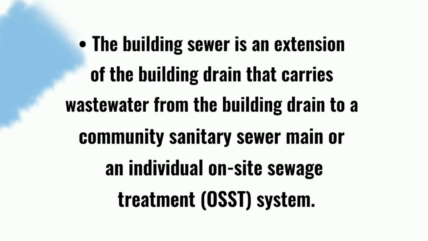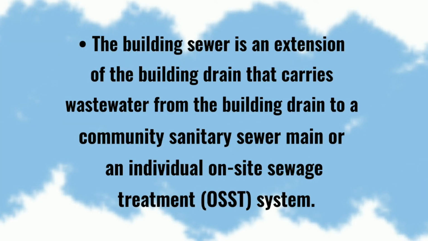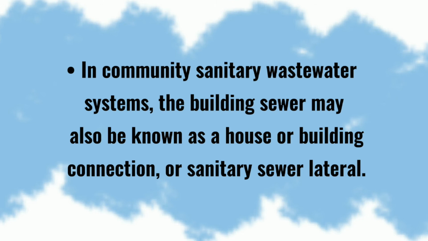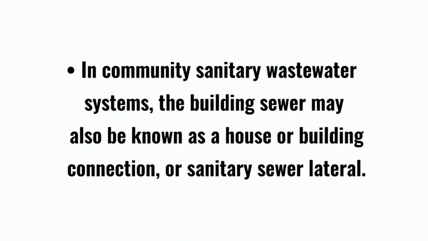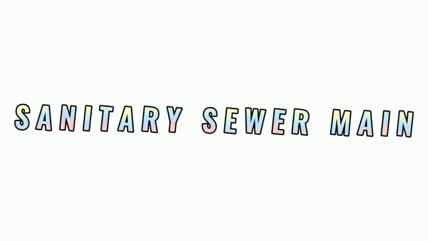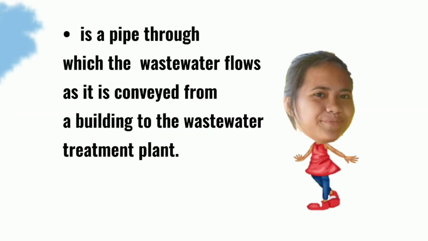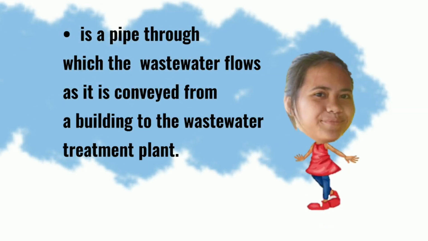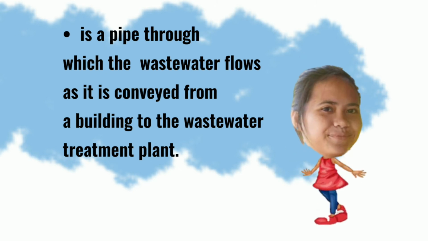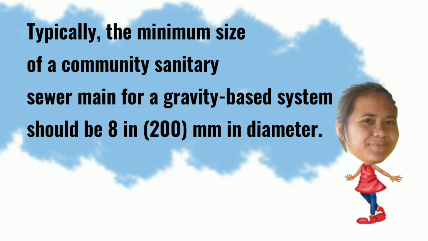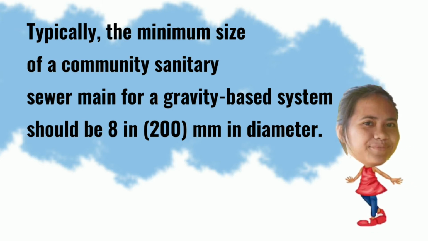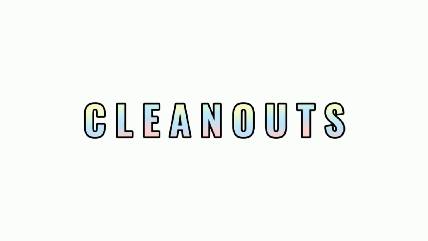Building sewer. The building sewer is an extension of the building drain that carries wastewater from the building drain to a community sanitary sewer main or an individual on-site sewage treatment system. In community sanitary waste systems, the building sewer may also be known as a house or building connection or sanitary sewer lateral. Another component of a sanitary drainage system is the sanitary sewer main. It is a pipe through which the wastewater flows as it is conveyed from a building to the wastewater treatment plant. Typically, the minimum size of a community sanitary sewer main for a gravity-based system should be 8 inches in diameter. Another is the cleanouts.